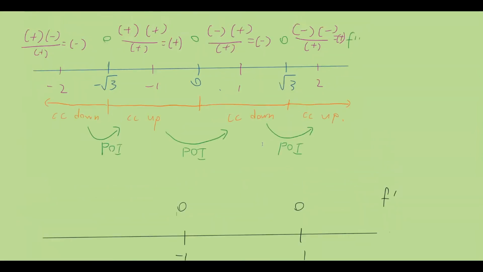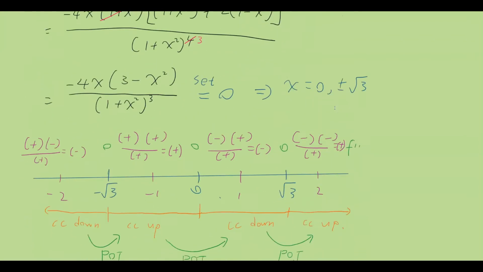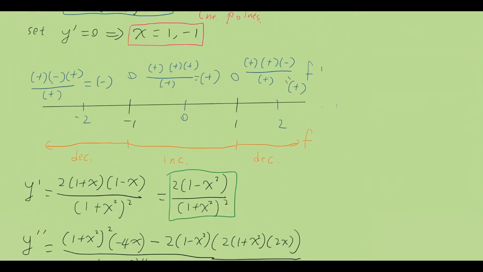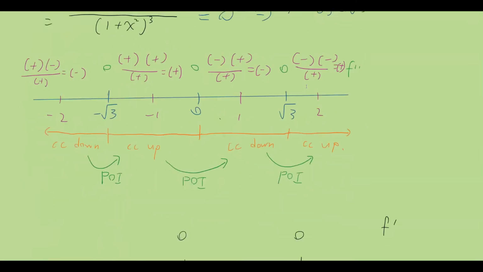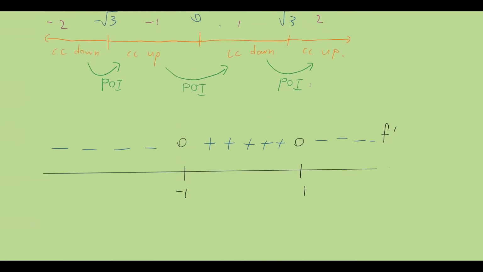And then we want to see what happens in between, right? So it's negative, positive, and negative. Oh, that was supposed to be decreasing right here. Right, that should be negative, which is decreasing. Okay, so decreasing, increasing, and decreasing. That means F prime is negative, positive, and then negative. All right, now let's look at F double prime.